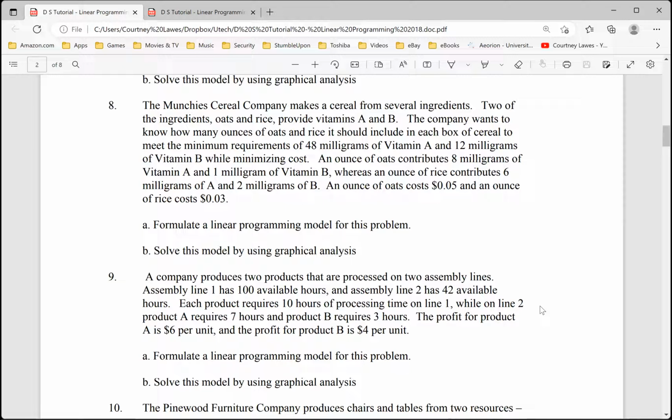What are my variables, guys? Let x1 equal oats and let x2 equal rice. All right, so you catch on now. I'm going to let x1 equal ounce of oats, I'm going to let x2 equal ounce of rice. Does anybody not see how we got this? All right, good. After we do that, we now need to talk about our objective function.